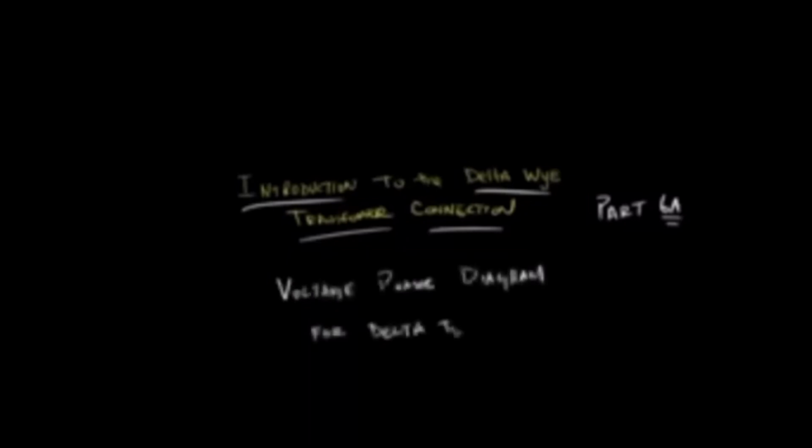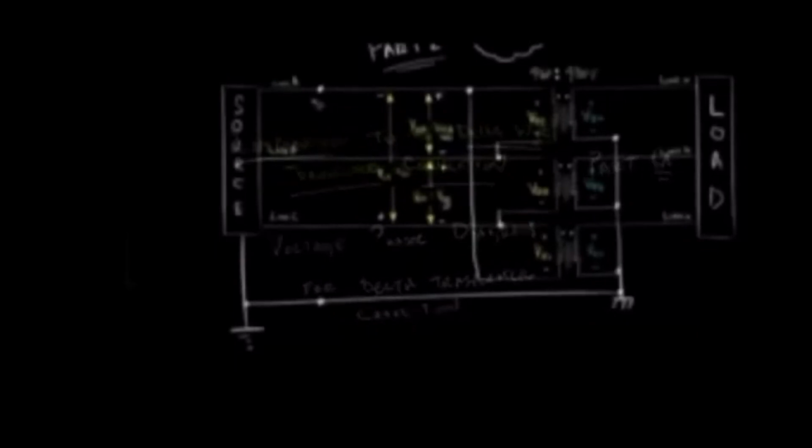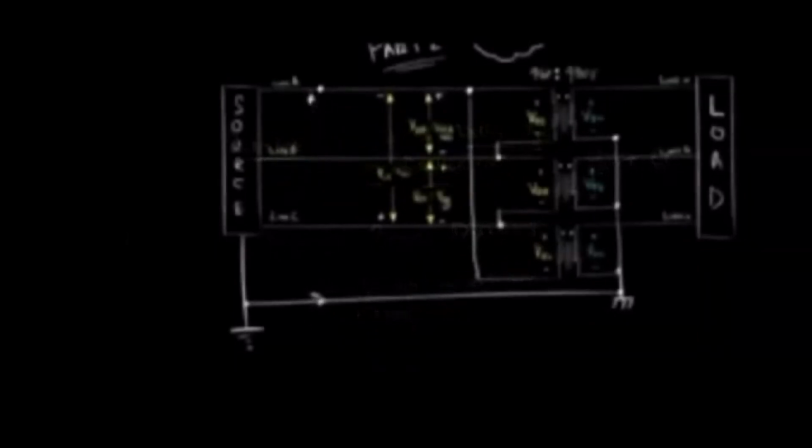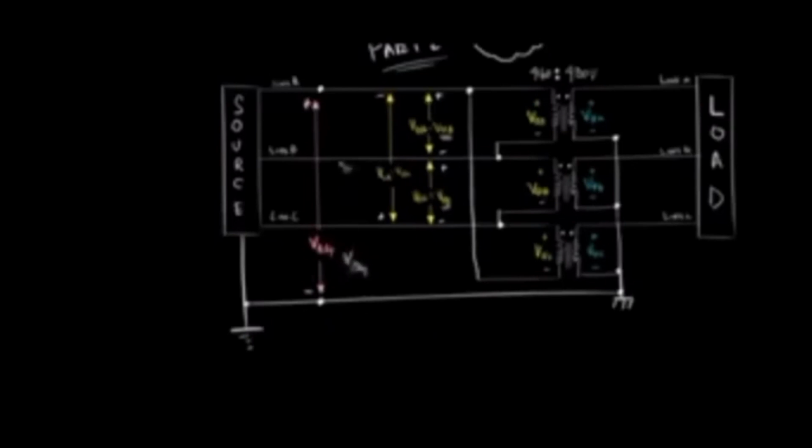Introduction to the delta Y transformer connection, part 6. In the previous part we talked about the voltage phasor diagram for the delta transformer connection. In this part, if I measure the voltage across line A and the ground point, I'm going to call this voltage VAG. So I'm drawing another arrow to indicate VBG, which is measured across line B and ground. Then lastly, VCG is the voltage across line C and ground.